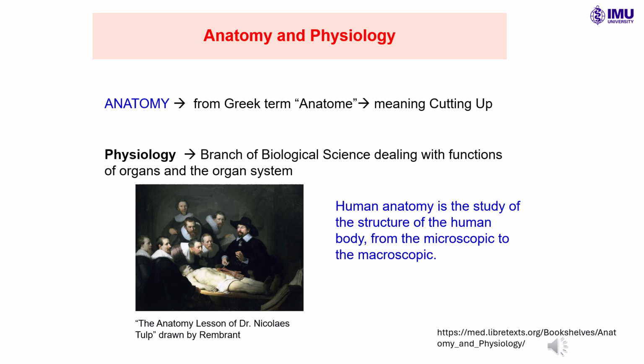Anatomy and physiology. The word anatomy came from the Greek term anatome, which meant cutting up. The word physiology signifies a branch of biological science that deals with the functions of organs and organ systems. The picture shows anatomy lessons being delivered through demonstration on a human cadaver by Dr. Nicholas Tulp, and it was drawn by Rembrandt in the 18th century. Human anatomy is defined as the study of the structure of the human body from the microscopic to macroscopic.